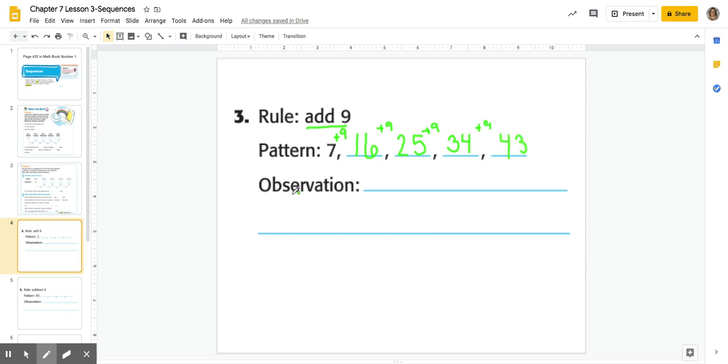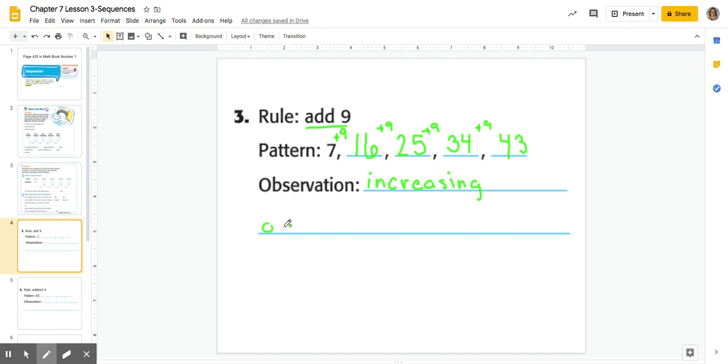Now, all of our observations might be a little different. I noticed 2 things about this. Number 1, I noticed that my numbers are all getting bigger. So I could put increasing, or I could put getting bigger. I also noticed they make a pattern. Odd, even, odd, even, odd.